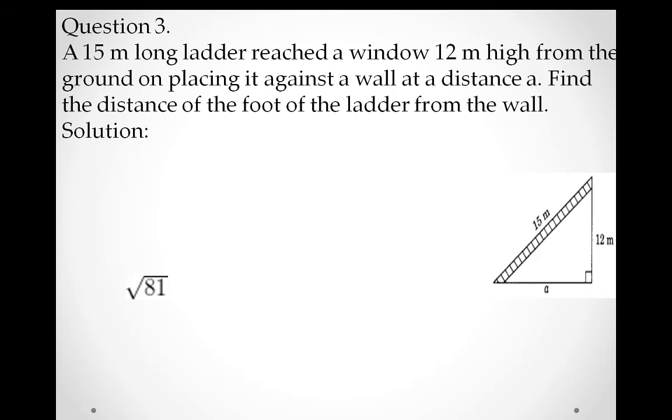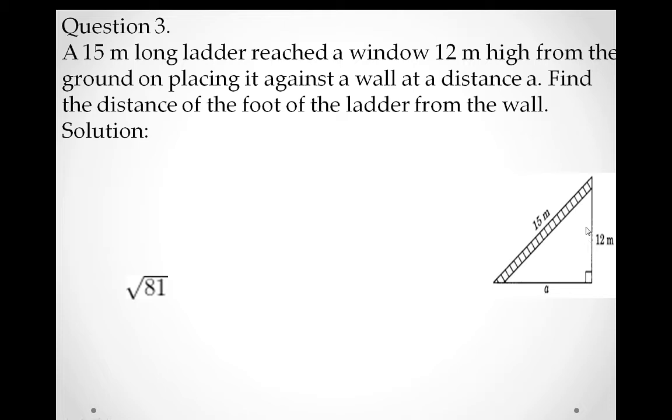Question number 3: a 15 meter long ladder reached a window 12 meter high from the ground on placing it against the wall at a distance a. Find the distance of the foot of the ladder from the wall. Now look at this diagram, you can see this is a surface, and this is a wall, and this is a ladder, and the length of the ladder is 15 meter, and if we place it against the wall at distance a, the ladder reaches a window 12 meter high from the ground.